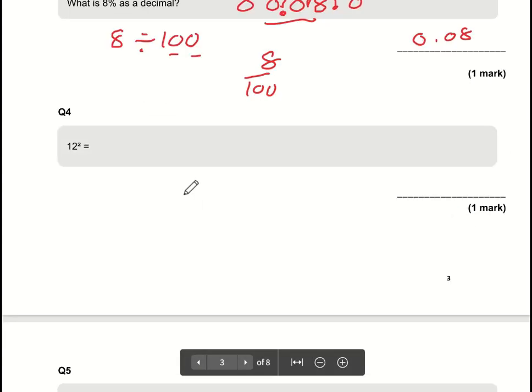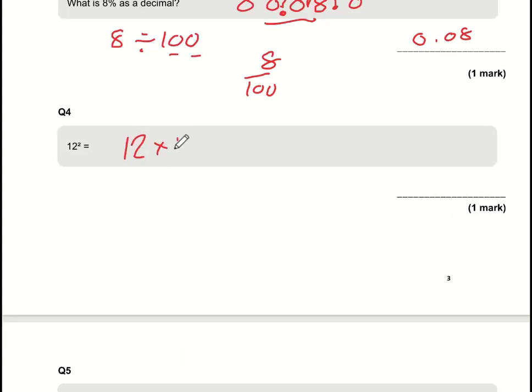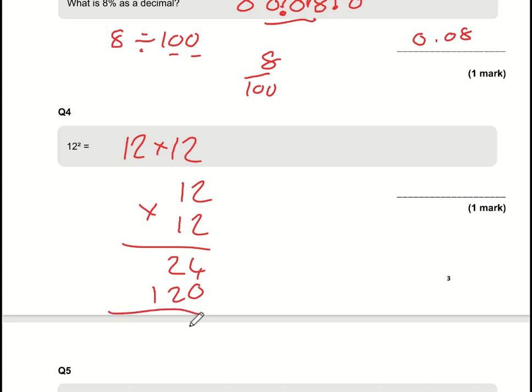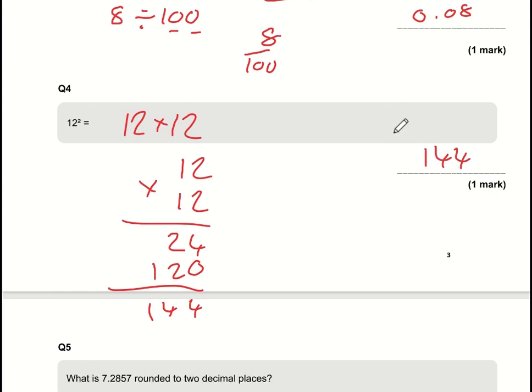Question number 4, 12 squared, that means 12 multiplied by 12. And again, maybe we need a column method here. 2 2s are 4, 2 1s are 2. This is the 1 of 10, so put in a 0. 1 times 2 is 2, 1 1 is 1. Add these together, 4, 4, 1, so 144, if you don't automatically know that 12 squared is 144.